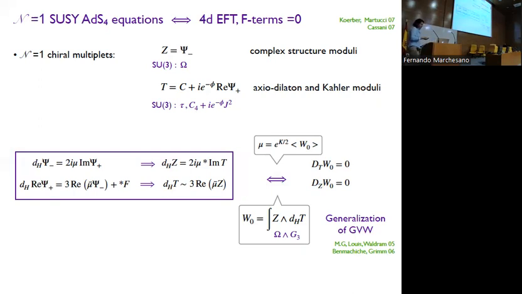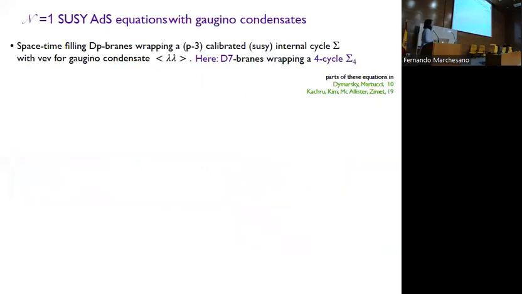Okay, so now this is all for no gaugino condensates. Now we want to add gaugino condensates. So what is a gaugino condensate? So we have space-time filling D(p) branes wrapping a (p-3) calibrated cycle. Calibrated means that it's supersymmetric, some internal cycle. And on these D(p) branes, in general there's a non-abelian gauge theory, and there is gaugino condensation. So there's a vev for the gaugino condensate given by lambda. And in particular here we're interested in these 7-branes wrapping a 4-cycle.